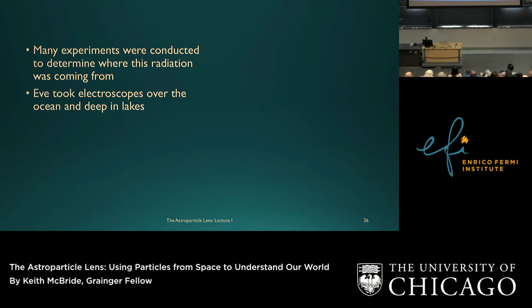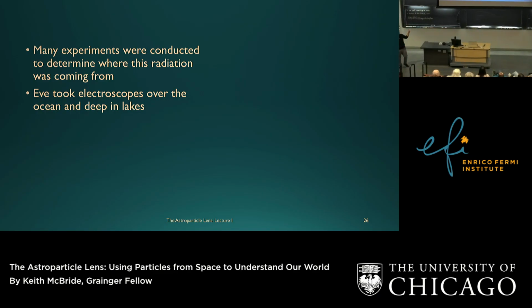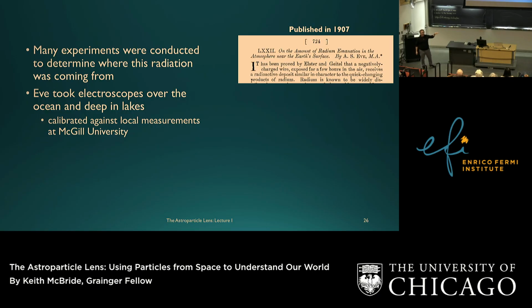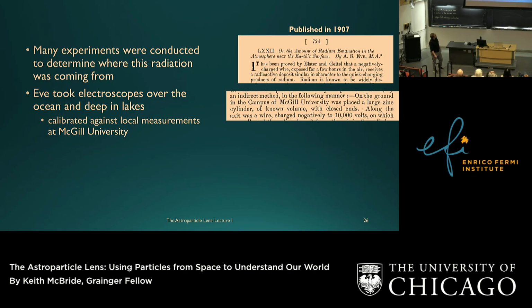So one of the notable ones that I learned about recently that I'd like to share with you is A.S. Eve from McGill University. So he said, I'm going to just take my electroscope all over the place with me. I'm going to take it to deep oceans, away from rocks, away from things we know produce this radiation, right? And I'm going to prove to you that it's from the rocks, right? And he even calibrated against his local measurements at McGill University. So one of the papers that he published at the time that was referenced a lot says how he put his electroscope in different places, and at the campus of McGill University, charging his electroscope to 100,000 volts.